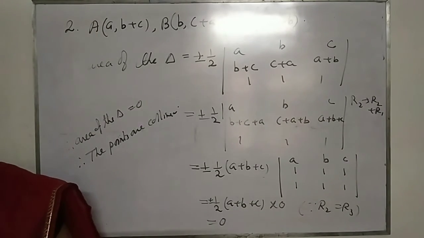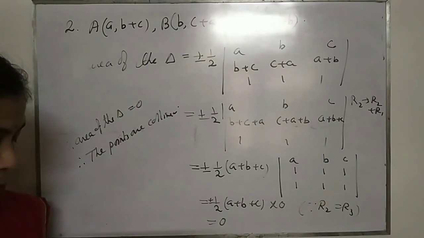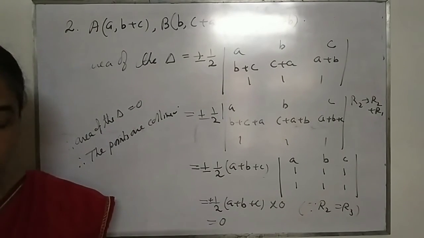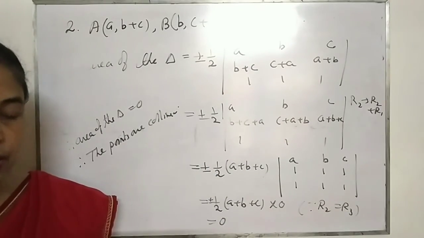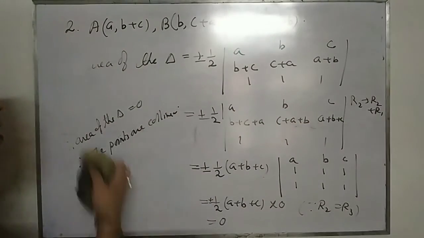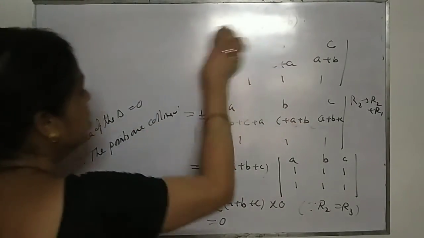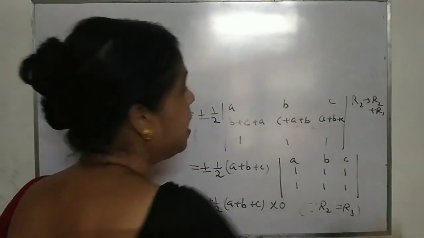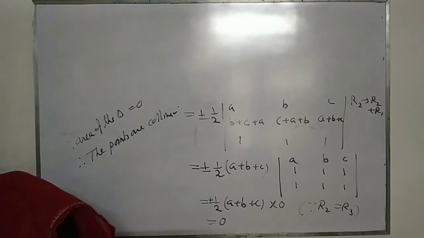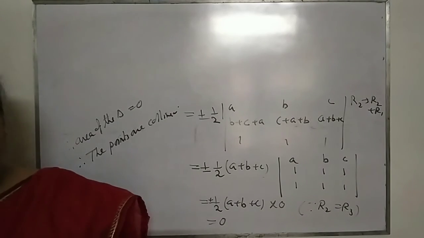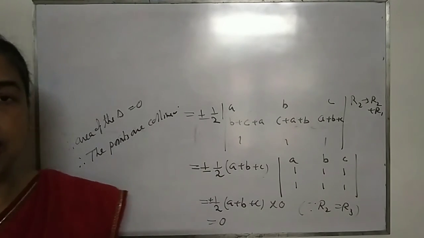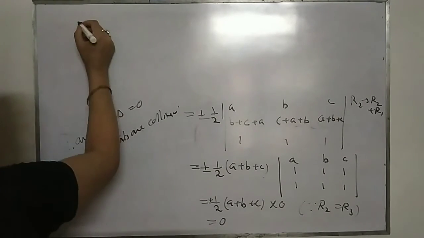Next, one more type of question is there. Question number 3. Find the value of k if the area of the triangle is 4 square units and the vertices are given. You see what is the question asked here? The area of a triangle is given here. You have to find out the value of an unknown. This is your question number 3.